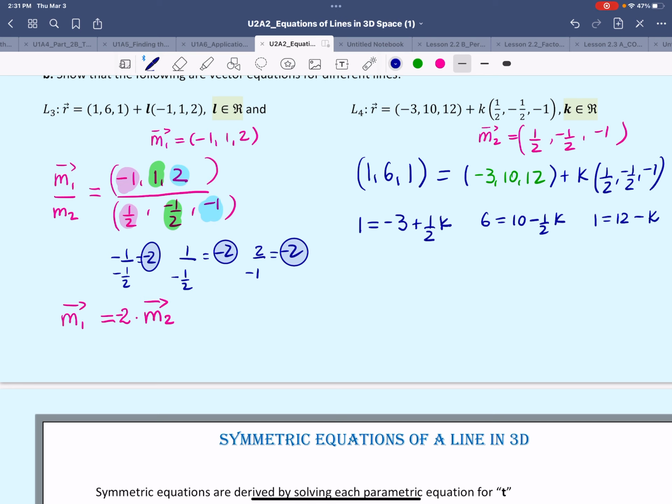So we're going to solve the equations. 1 minus 3, that's -2... rather, 1 plus 3 gives 4 equals half k, which will give a k value of 8. 6 minus 10, that's -4, equals negative half k. So that will give a k value of 8. So far so good, it looks like they would fit in. And last we have 1 minus 12, that's -11, equals -k, which makes k equal to 11.